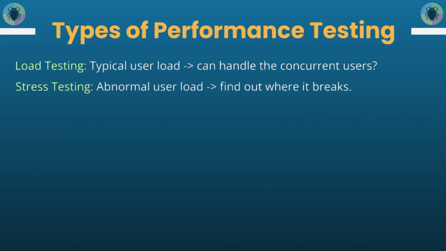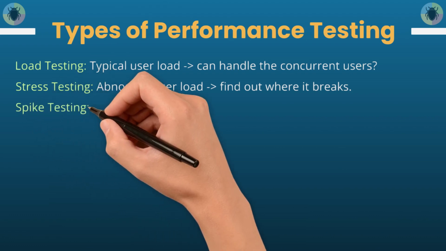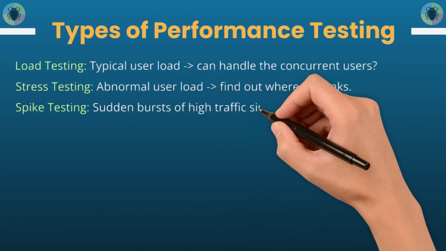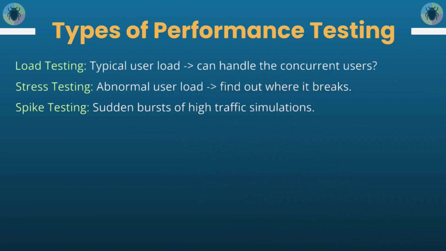Spike testing. This involves simulating sudden bursts of high traffic. It's like checking how a car performs when you suddenly slam the accelerator. Example: testing a ticket booking platform to see if it can handle a surge of traffic when concert tickets go on sale.